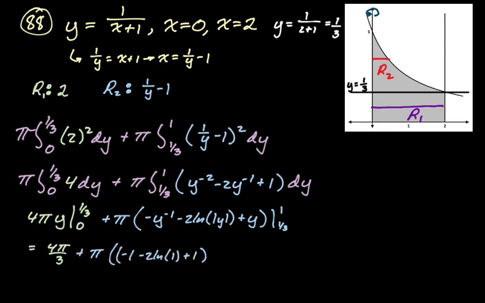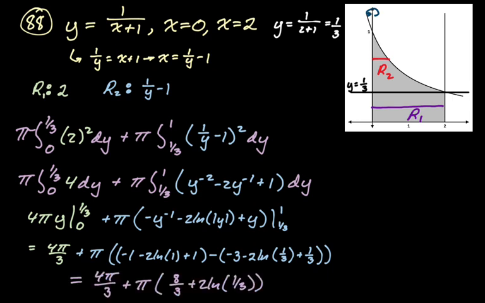So you're going to have negative 1 minus 2 natural log of 1. Natural log of 1 is 0, and then plus 1. So you have negative 1 minus 0 plus 1. You just get 0 for that part, which is great. Minus, when you plug in 1/3, you get negative 3 minus 2 natural log of 1/3 plus 1/3, which is a little messy.